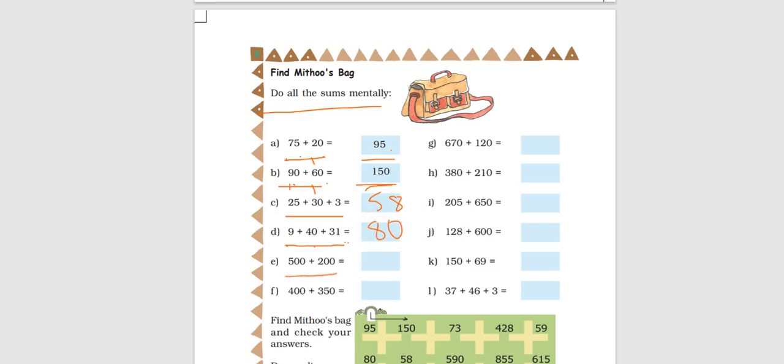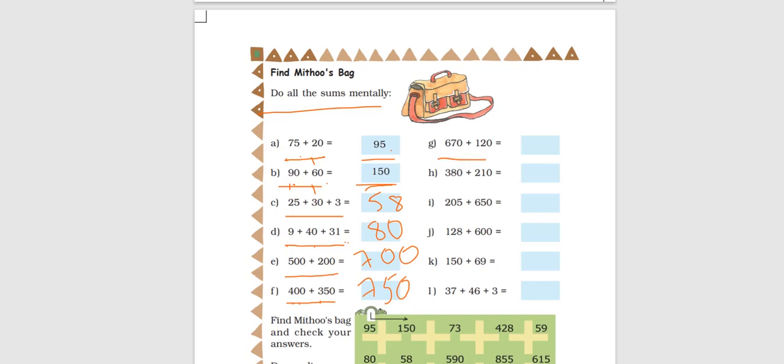Now we have 500s and 200s, a total of 700s. 400 and 350. Let's count the ones. There are no ones, so 0 ones. You have 5 tens and 0 tens for a total of 5 tens, and 400s and 300s for a total of 700s.